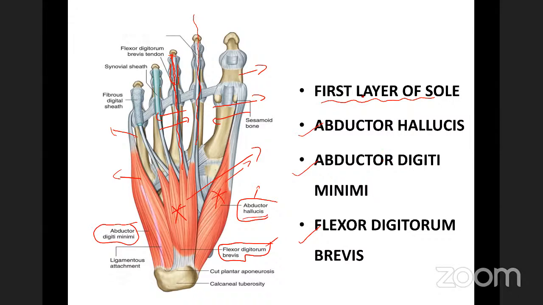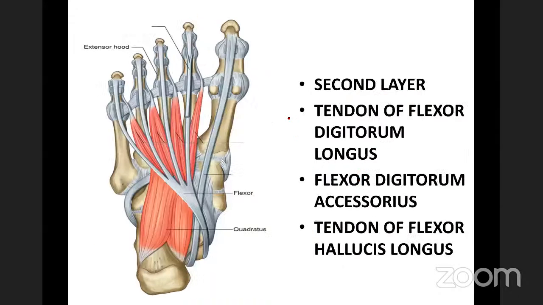In the second layer, you have the tendon of flexor digitorum longus we just discussed. This is the tendon of the flexor digitorum longus which pierces the flexor digitorum brevis and attaches to the base of the terminal phalanx. Now you can see here, these are the lumbricals which arise from this tendon. The lumbrical arises from the tendon of flexor digitorum longus.